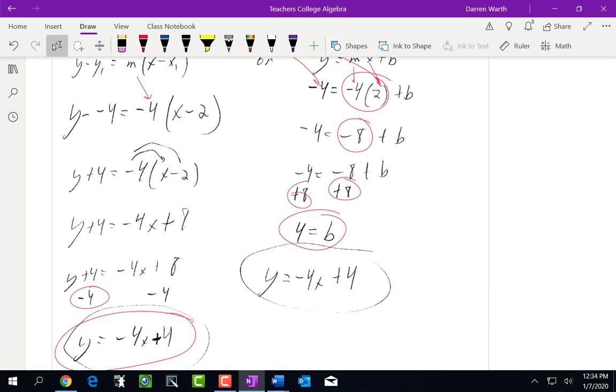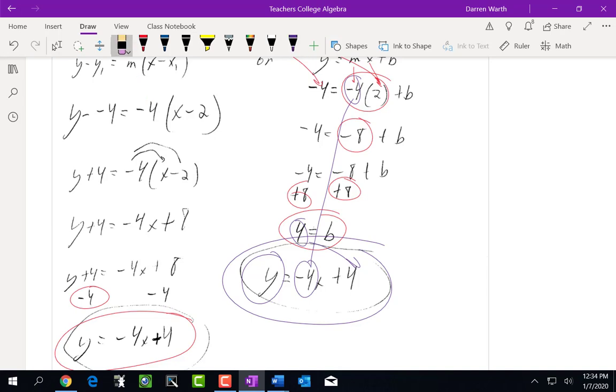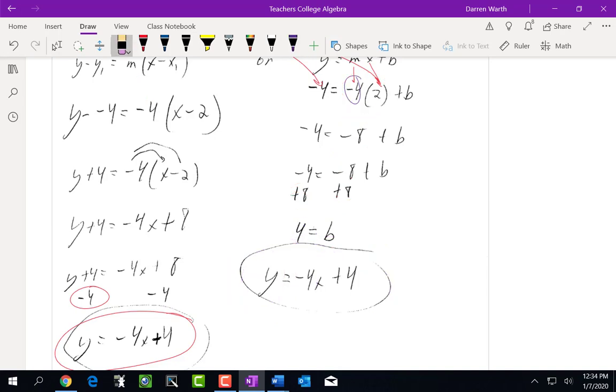So since we're writing the equation, we'll go ahead and leave the variables in there. We just found out that our slope was negative 4, and our b is 4. And there's your equation, y equals negative 4x plus 4. So either way that you do it, you'll get the exact same answer. It doesn't really matter which one you use.